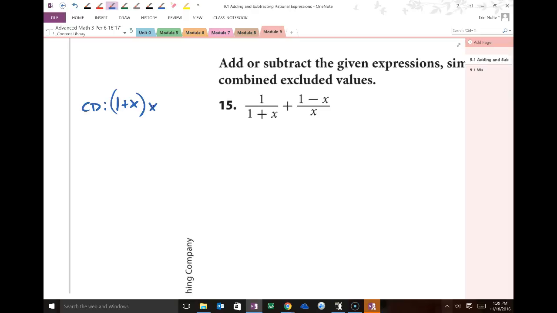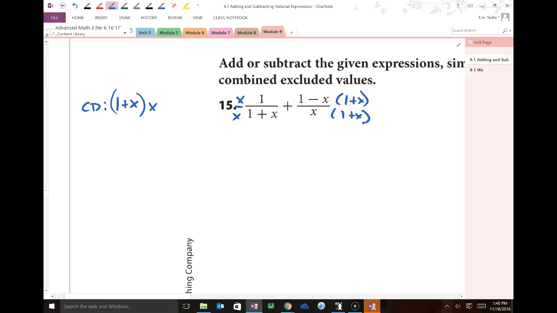Okay, I need to make these have the same denominator, right? So what do I have to multiply 1 plus x by to make it this? X. This one is missing the x, so I have to multiply the top and the bottom by x over x. Okay, so now this one, what's this one missing? The 1 plus x. So I multiply the top and bottom by 1 plus x.